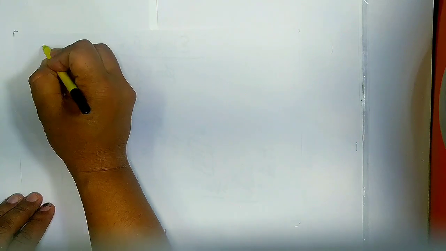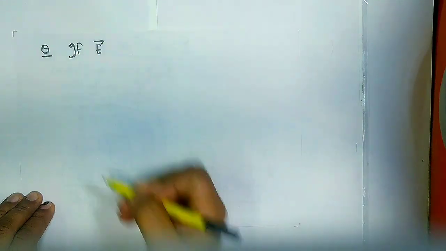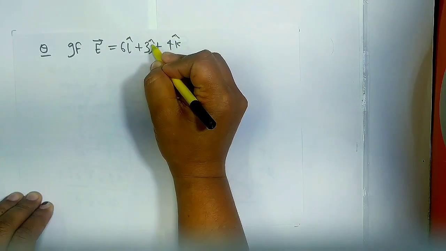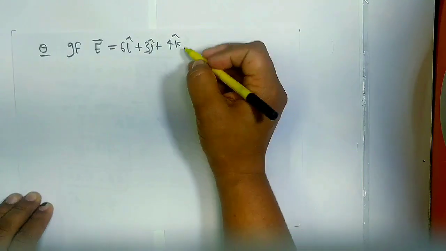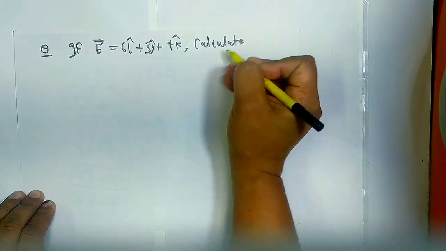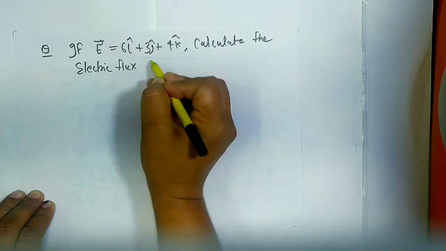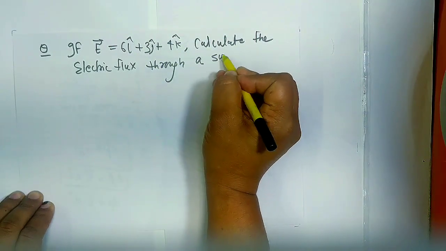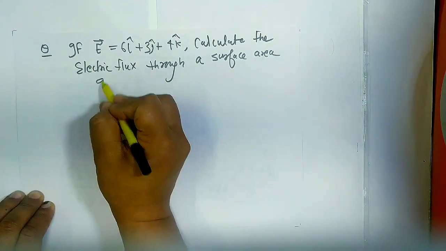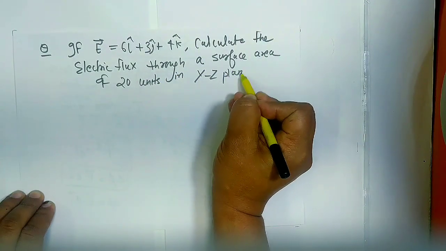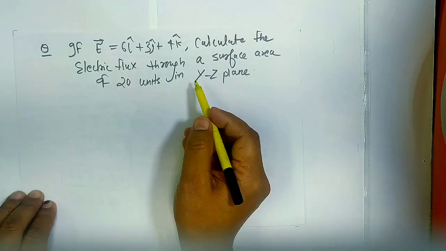Now I have two simple questions on electric flux which I can discuss with you. Say the electric field is given in some region as E equal to 6I plus 3J plus 4K, a vector quantity, and we want to calculate the electric flux through a surface of area 20 units in some plane. Say it is YZ plane or XZ plane. So it's a YZ plane.